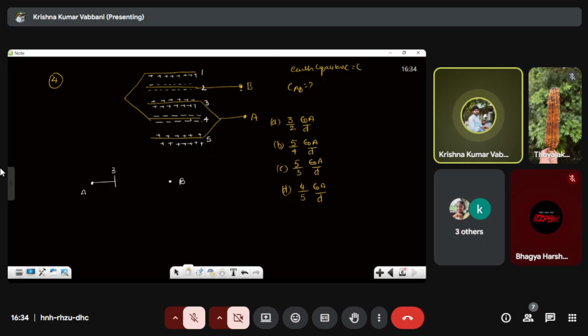Plate 3 is parallel to plate 4. So definitely plate 4 has the negative. That's why it will be parallel to 4. And plate 4 is connected through a wire to plate 1. Plate 1 is parallel to plate 2. Yes? Positive, so here negative will come. Yes, plate 2. Plate 2 is connected to terminal B.